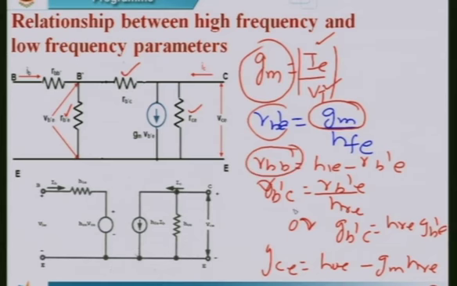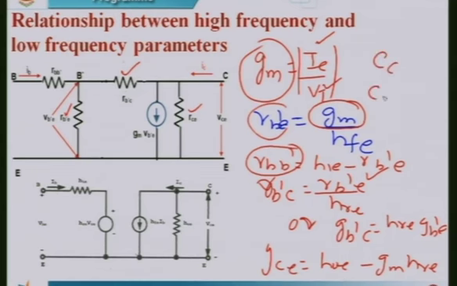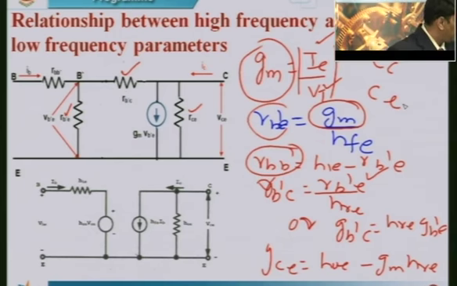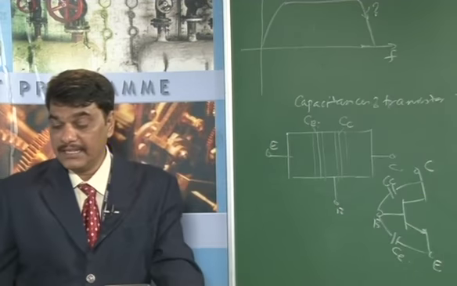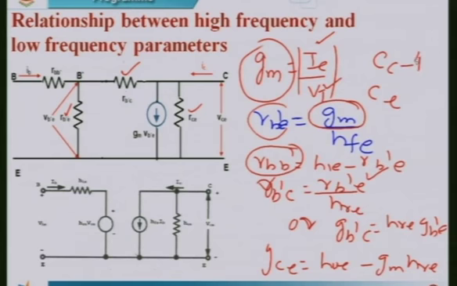And then RB'E is directly proportional to GM. As GM increases, RB'C also increases, and GCE decreases because it is inversely proportional to IE. The other two parameters at high frequencies are CC and CE. CE is independent of the transistor, because that is a resistance between the base and collector, and CC depends on the collector current. Therefore, if IC increases, CC also increases.